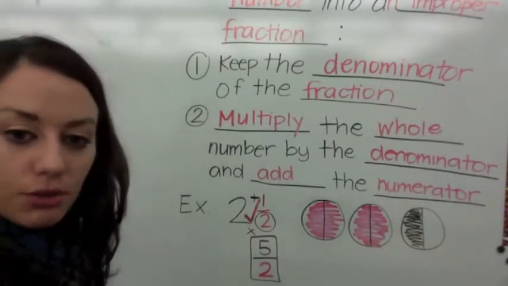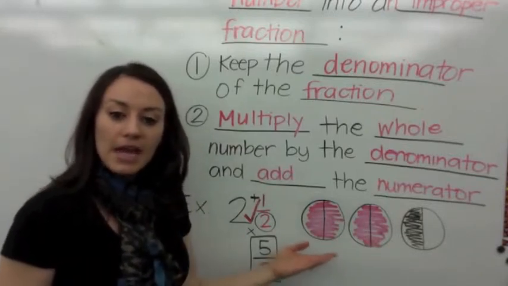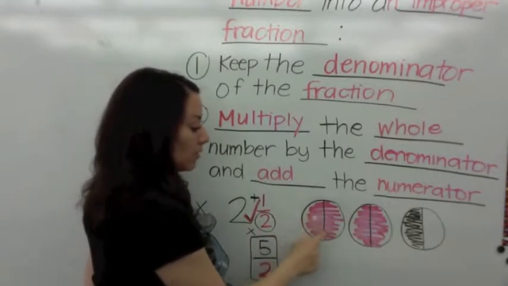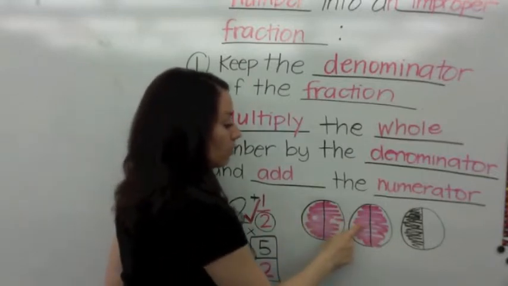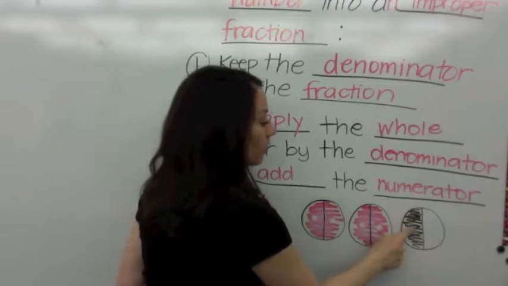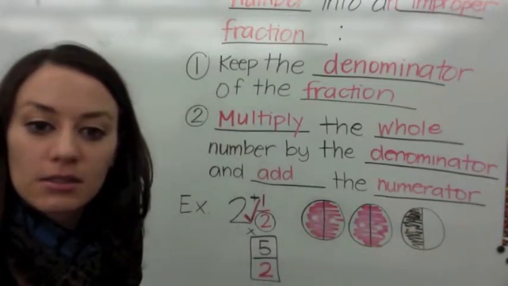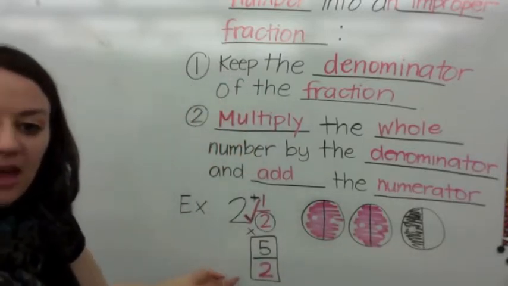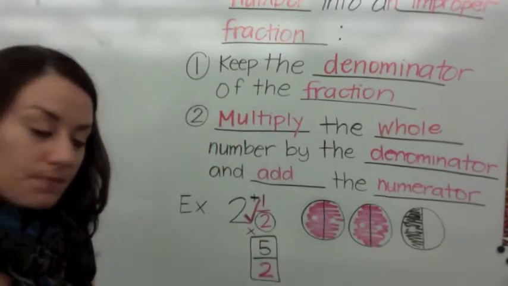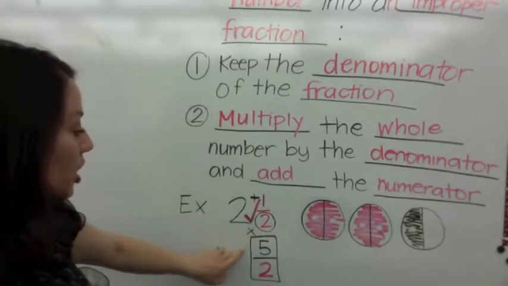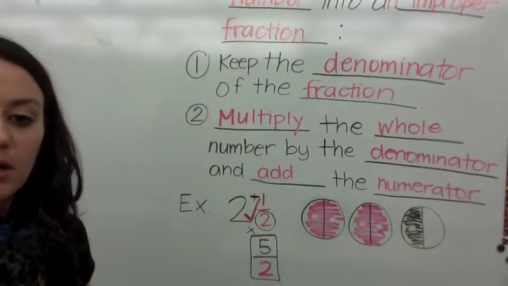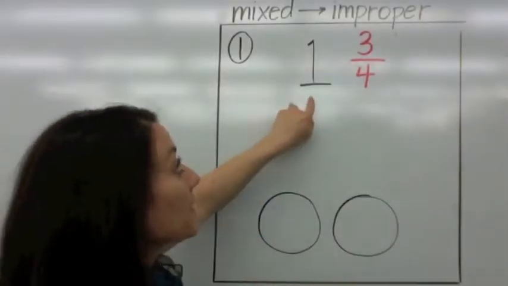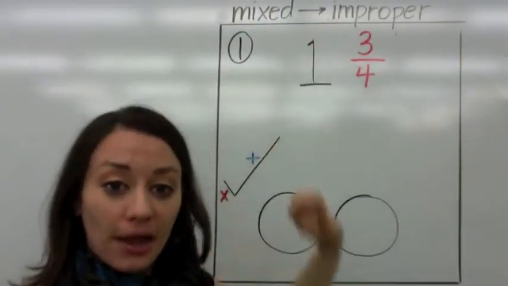So let's see if that's true. Look at the picture. How many halves? Let's count them. You ready? Just count these halves. 1, 2, 3, 4, 5. So 2 and 1/2 is the same as 5 halves. But this is a mixed number, and you're changing it into an improper fraction. Go ahead and write that down.